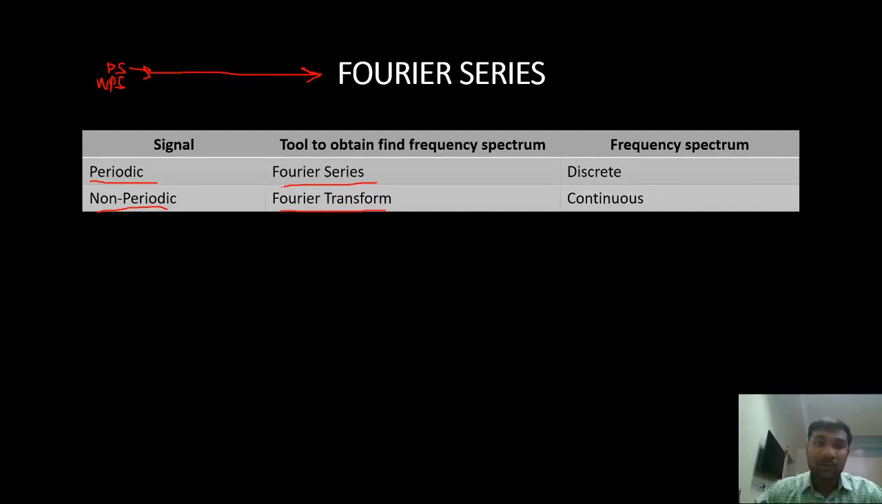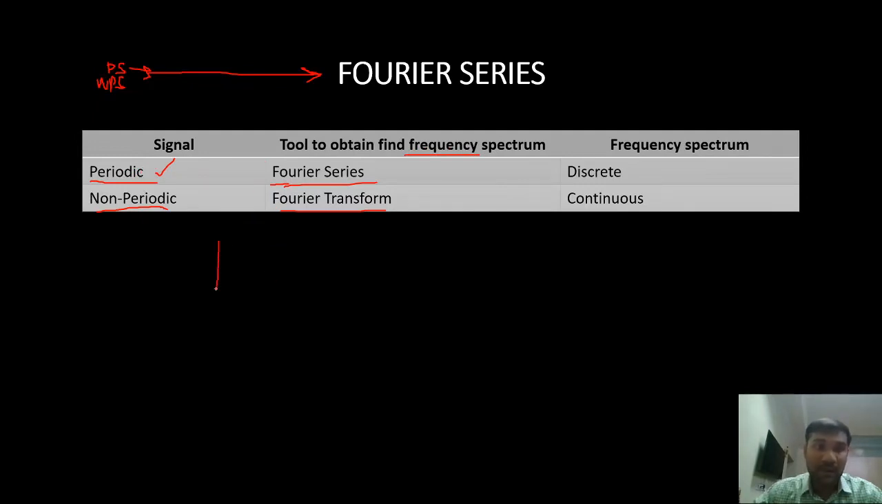So what is the purpose of Fourier series? To analyze the time domain periodic signal. So what will we get if we analyze the time domain periodic signal? We will be able to know what frequencies are available in the given time domain periodic signal.